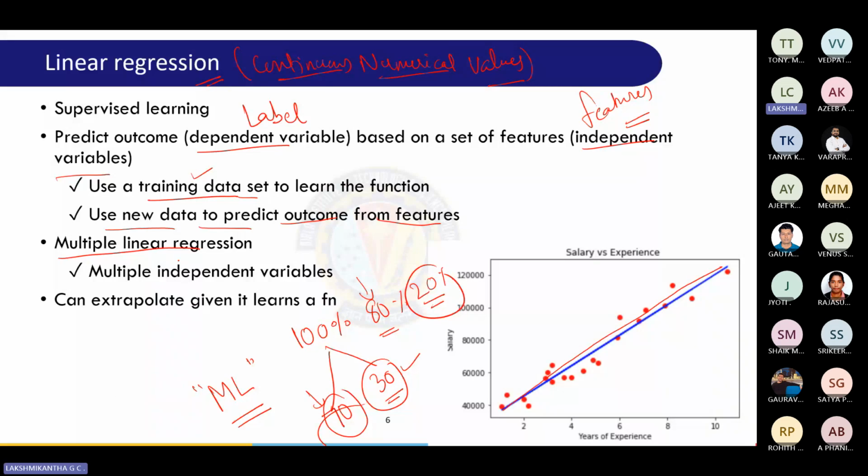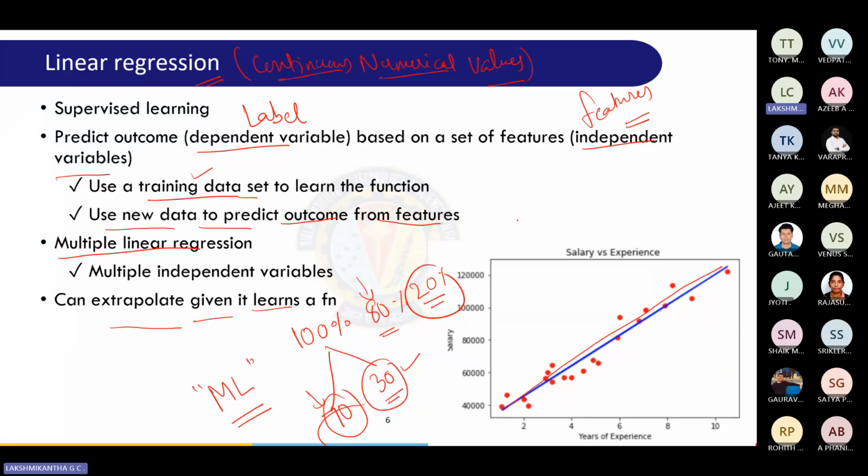And multiple linear regression I have already explained to you. So many independent variables I'll be having in multiple linear regression. And see here, it can extrapolate, it learns a function. Guys, models can predict beyond the training range, but with caution. So let me take one small example to explain this. I want you people to understand this thoroughly.